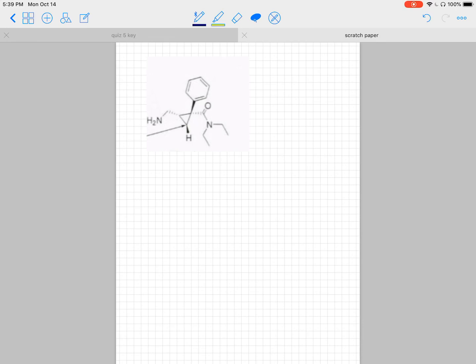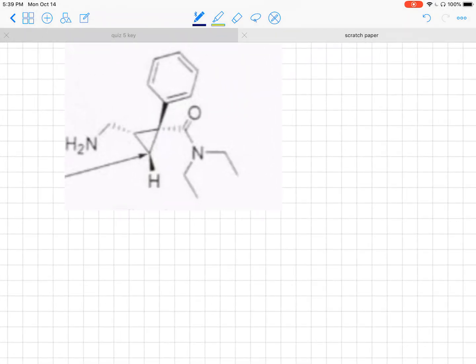Hello. So I'm going to try to answer this question for somebody in my organic chemistry class. They are wondering, how can you tell the RS configuration for each of the carbons in this molecule? So first of all, you want to figure out which carbons are chiral.